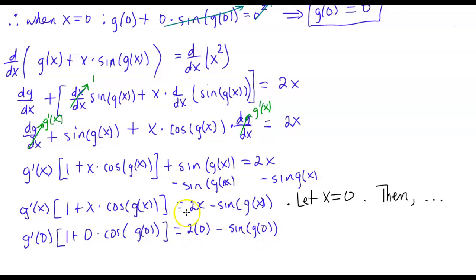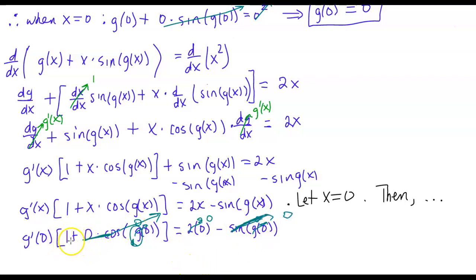So again, here we see that g of 0 is just 0. 2 times 0 is 0. G of 0 is 0. And so because of that, we see that cosine of 0 is just 1. But 1 times 0 is 0. So all of this just ends up being a big fat 0 for that term. Here we know sine of 0 is 0, so all of this just ends up being 0.